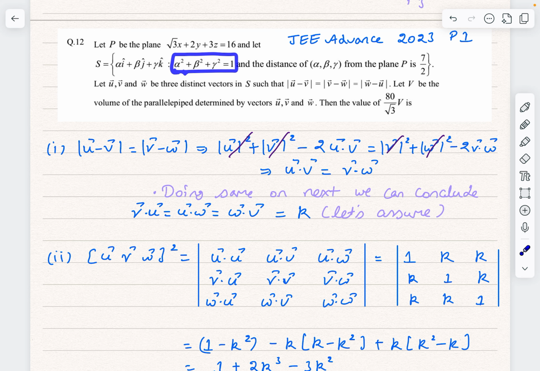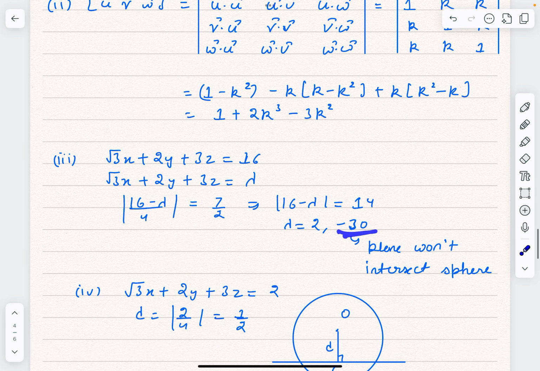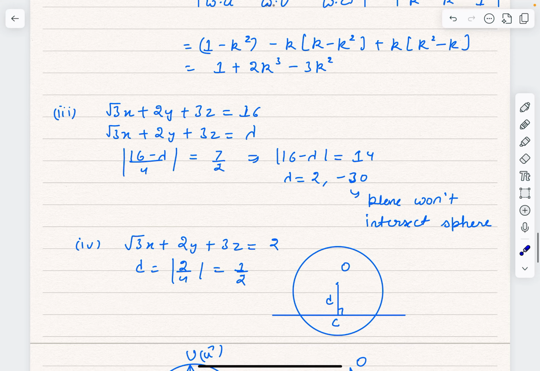So now this point will lie on the sphere and also on the plane we have found out. You can see the distance of the point from the origin at max should be 1 only. It is equal to 1 only. So when you take lambda as minus 30, you will see the distance from origin will be more than 1, so this will be neglected. So lambda equal to 2 only will work. So we get the plane as root 3x plus 2y plus 3z equal to 2 is our plane.